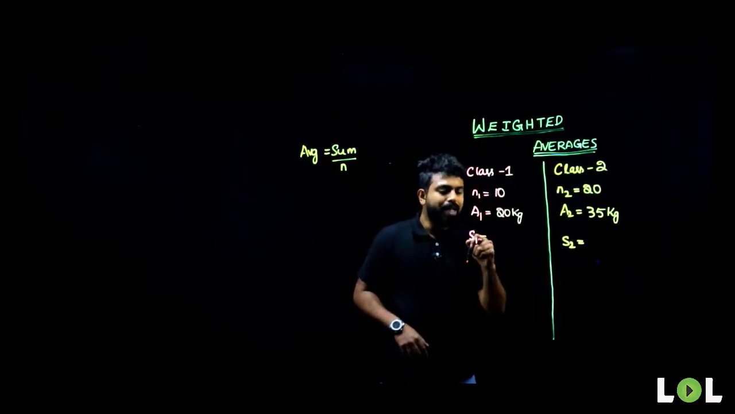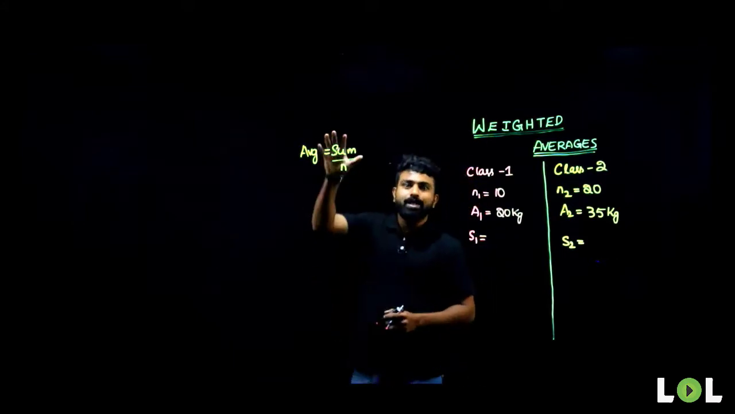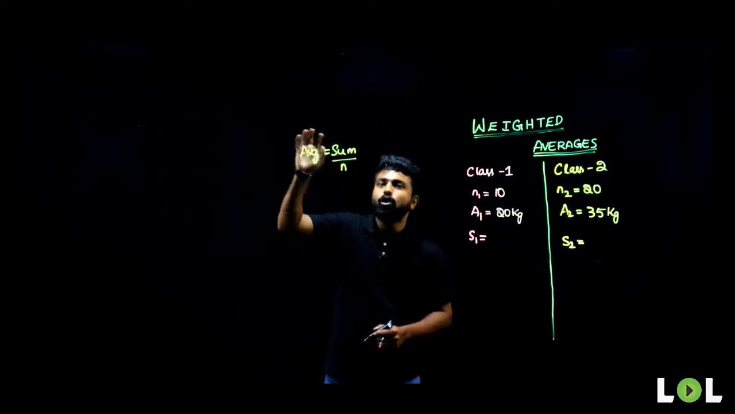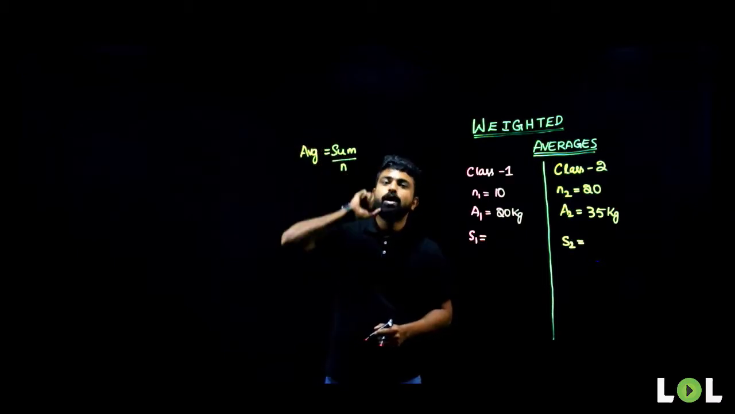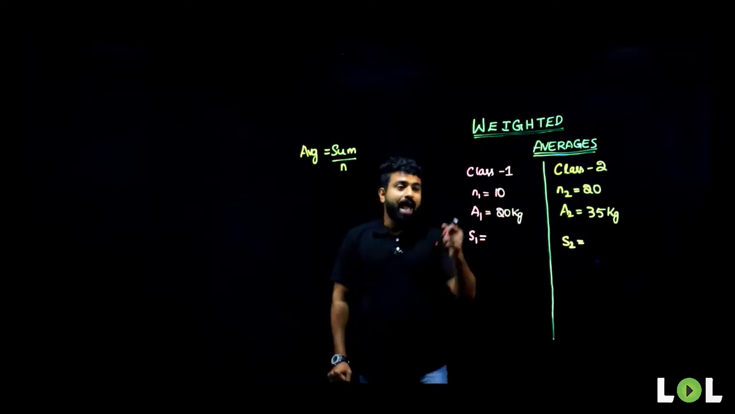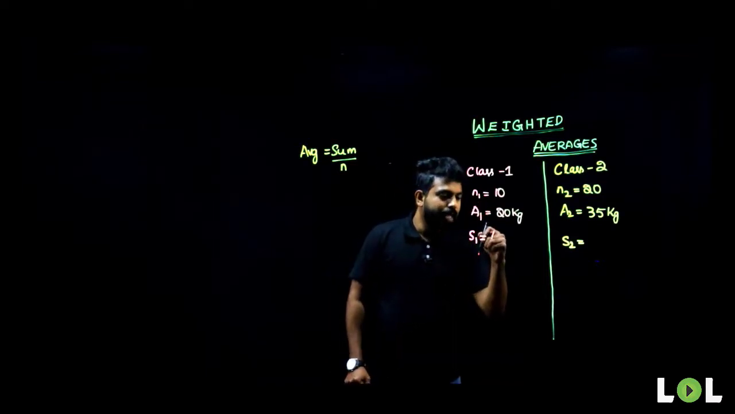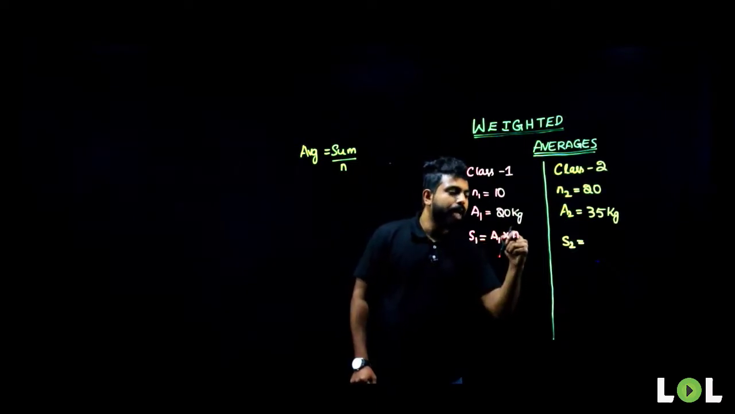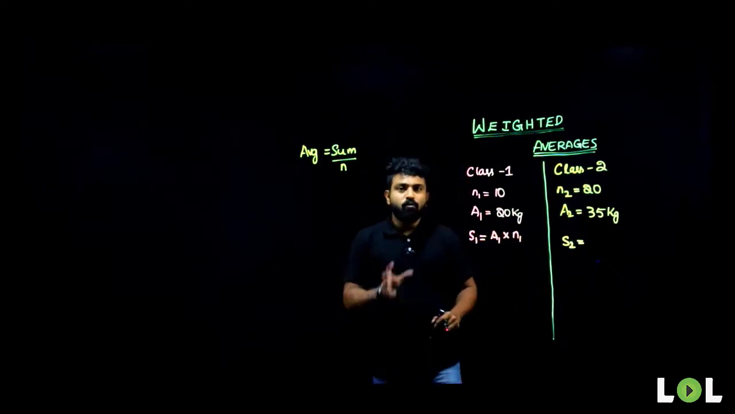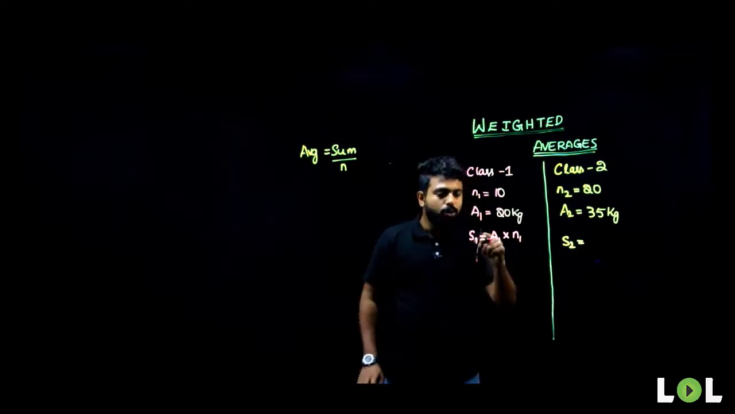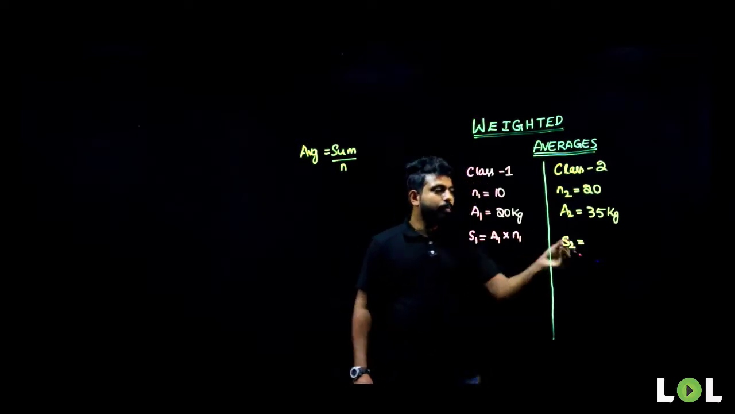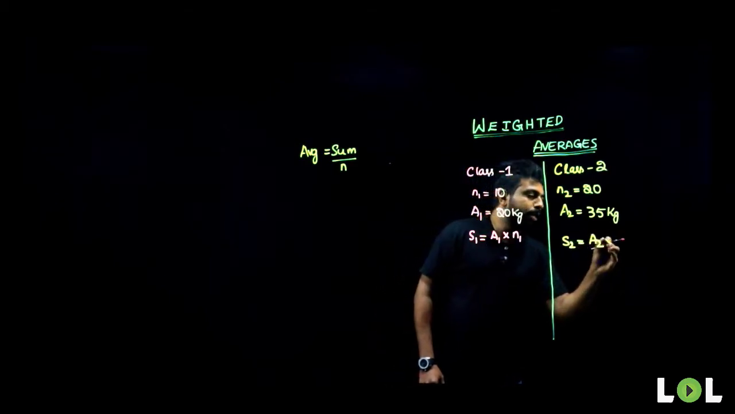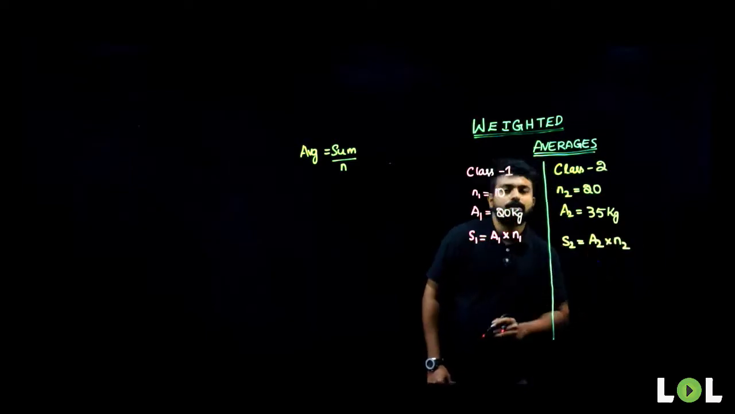So what will be the sum of my class 1? How do we get the sum? Look at the same formula here. What is sum equal to? Sum will be equal to average into n, going on to the other side, will be average into number of students. So what is the average weight of class 1 here? It is A1. And what is the number of students in class 1? It will be N1. So the sum of weights of all the students in class 1 will be equal to A1 into N1. Similarly for class 2, what will be the sum of their weights? It will be A2 into N2 here.